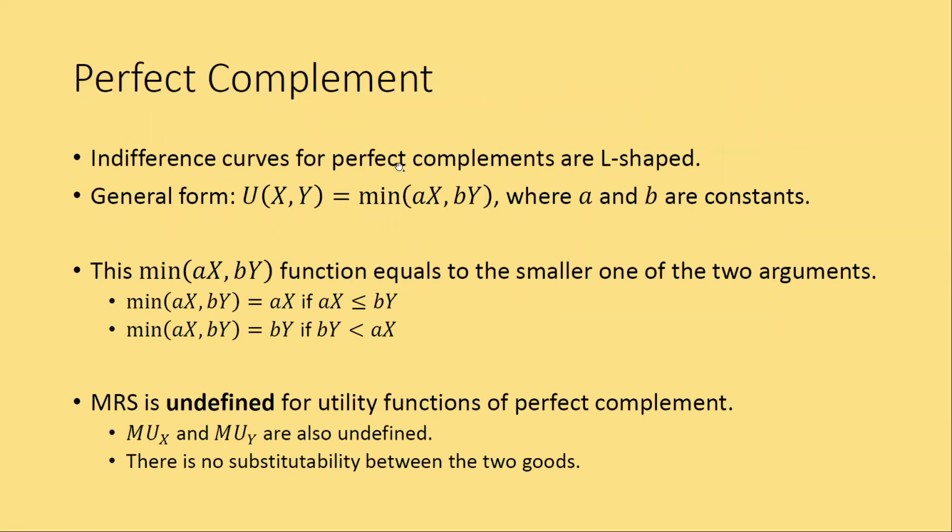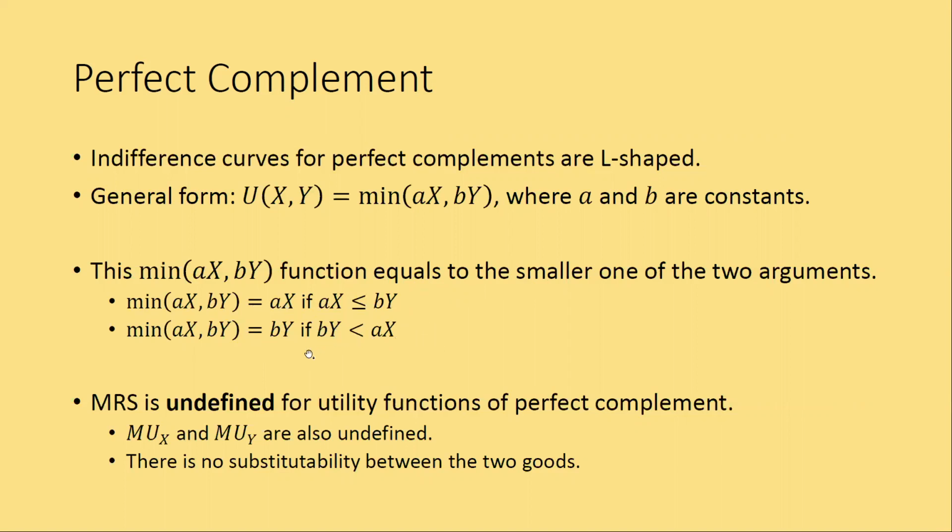So the indifference curves for perfect complements are all L-shaped. The general form of the utility function takes this form: u(x,y) equals the minimum value of ax and by, where a and b are some positive constants. And this minimum function, if you are not familiar with it, basically equals the smallest value of all its arguments. In this case, we have only two arguments. So it equals ax if ax is no larger than by, and it equals by if by is smaller than ax.